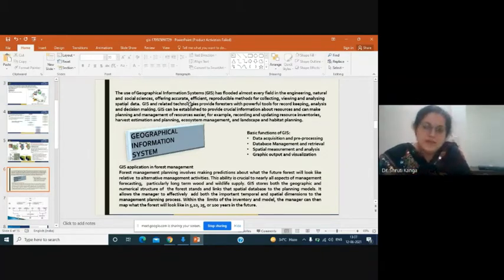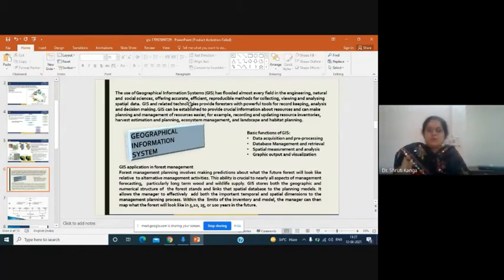So GIS can be established to provide crucial information about the resources and can make planning and management of resources easier. For example, recording and updating of resource inventories, harvest estimations, planning, ecosystem management, and landscape and habitat planning also.